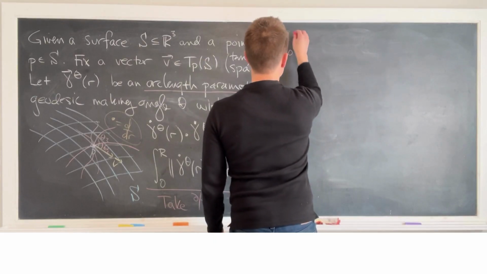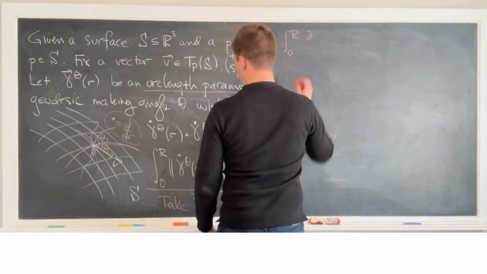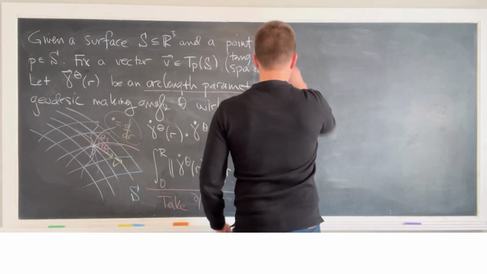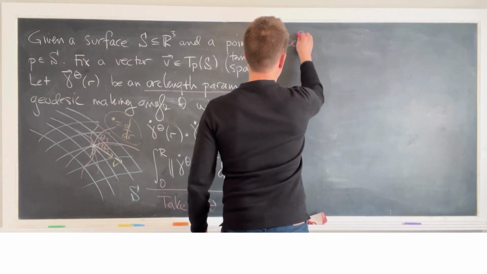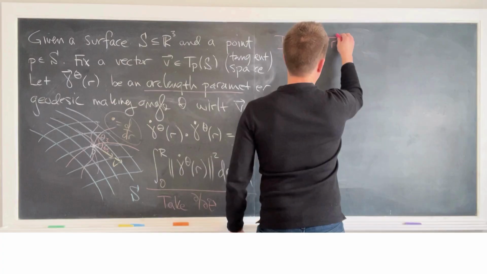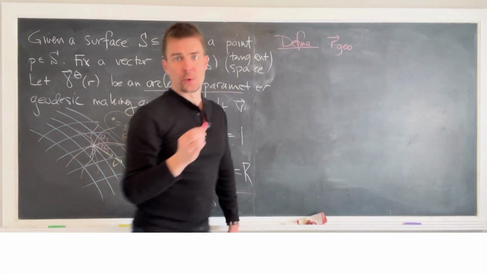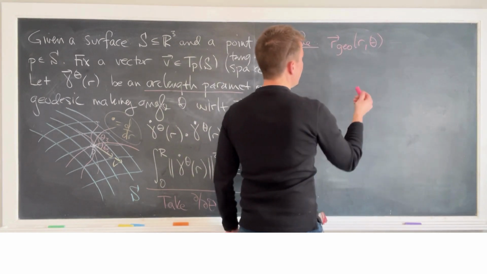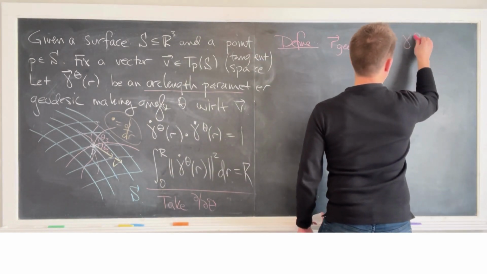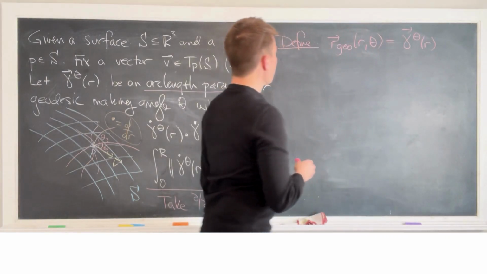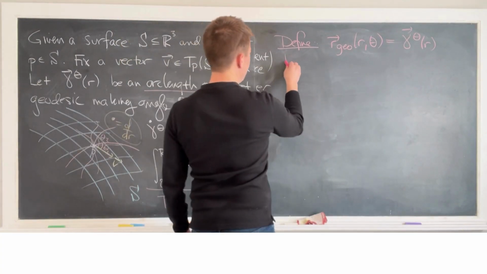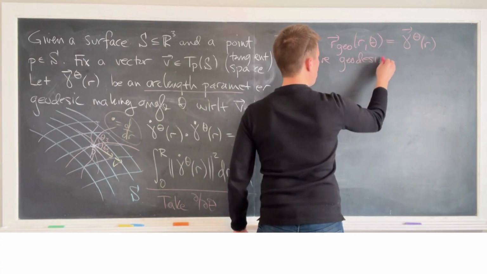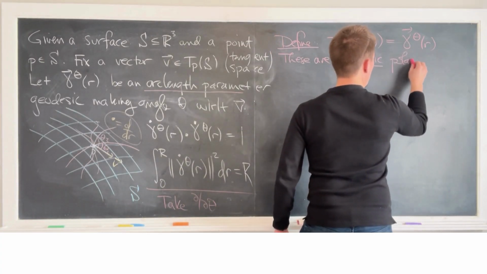We're going to have the integral from 0 up to r of partial squared. And of course, what I'm going to do now is make some notation. So before we do that, let's make up some notation. So now I'm going to define r geo. So what's r geo? It's a parameterization r geo of r and theta is equal to gamma theta r, right? And these coordinates are called geodesic polar coordinates.